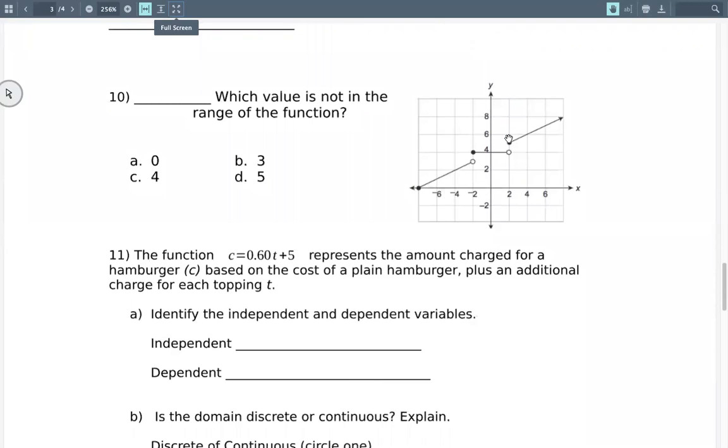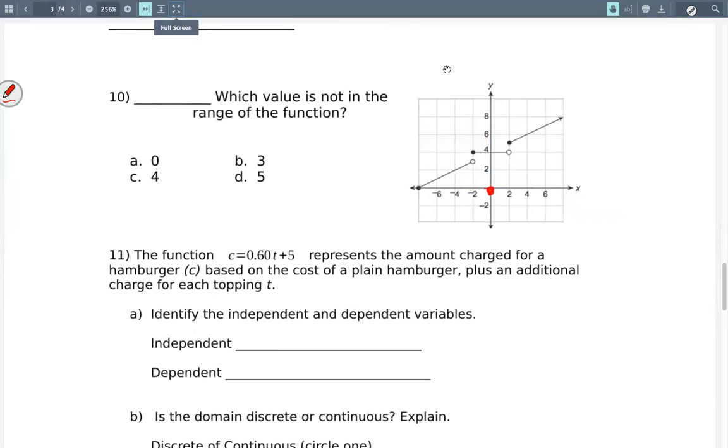Now, which value is not in the range of the function? Well, what does that mean? Well, it means this. I'm going to look at my graph and I'm going to see if I can get y. All right, those y values, A, B, C, and D. Okay, so for A, it says 0. So I'm going to put a point at 0. Of course, my board is not aligned, so there we go. All right, so there's 0.